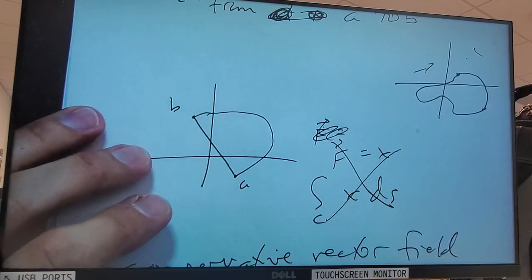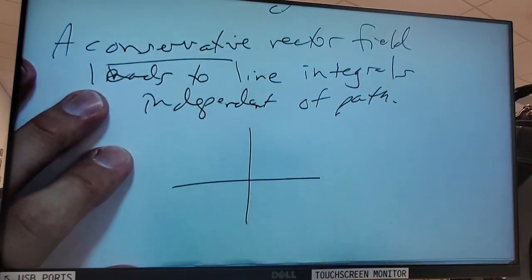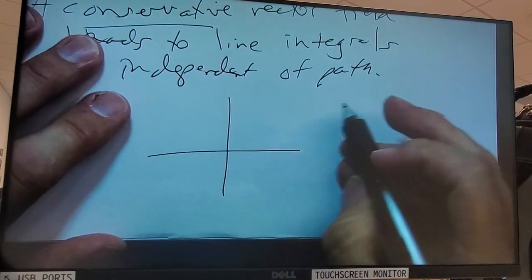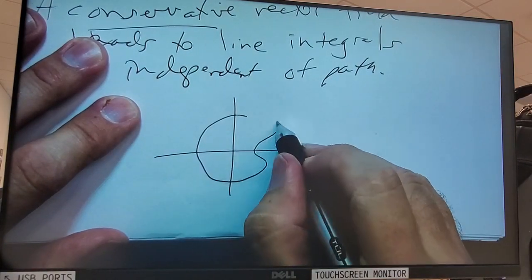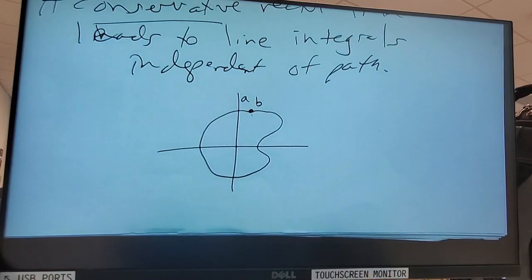Now, that directly leads to the closed loop idea we had before. If I have a closed loop, so my A and my B are the same, so I start at A and I come back to A. So I'm going to call A and B the same point. Are you guys with me? A little bit?